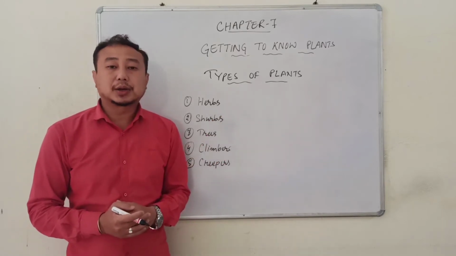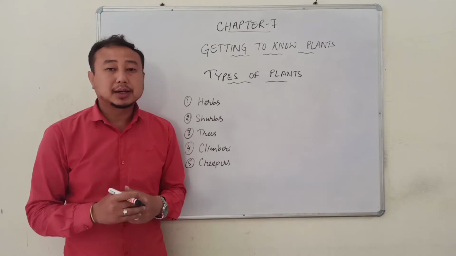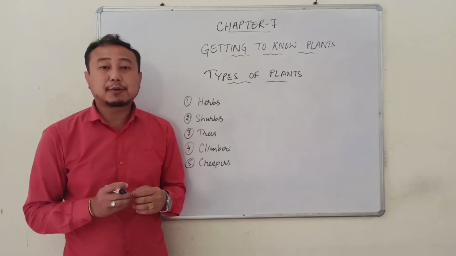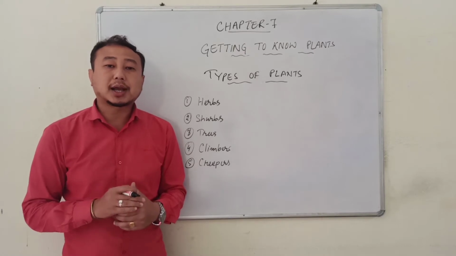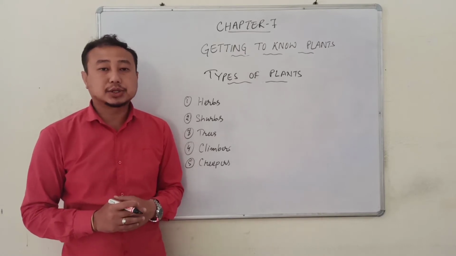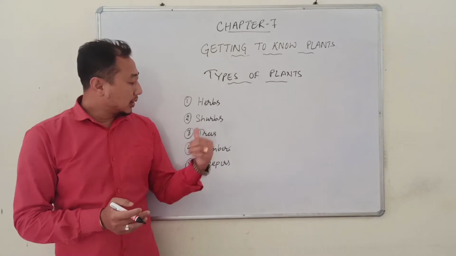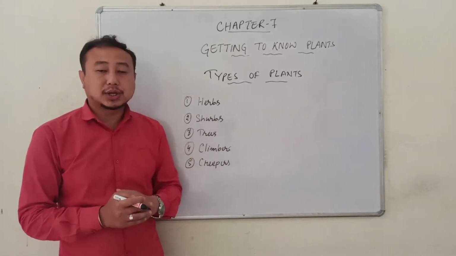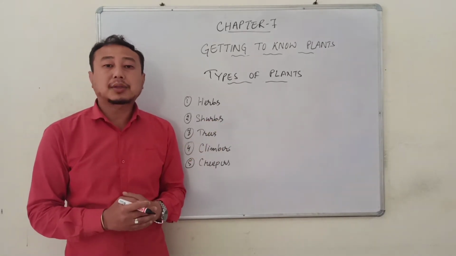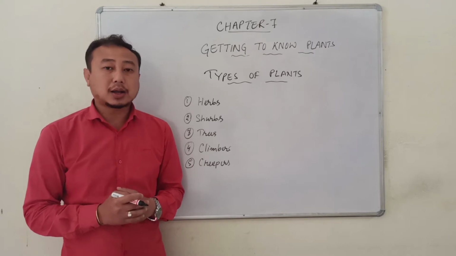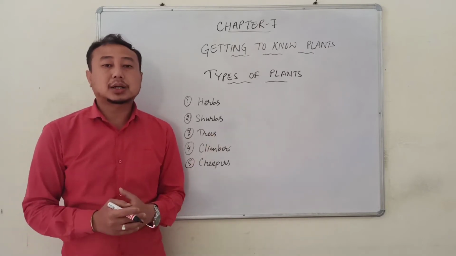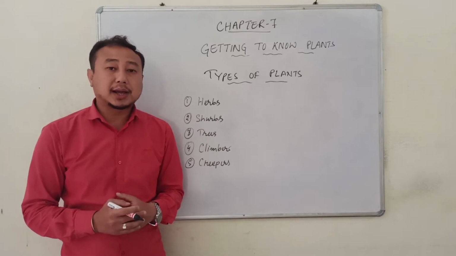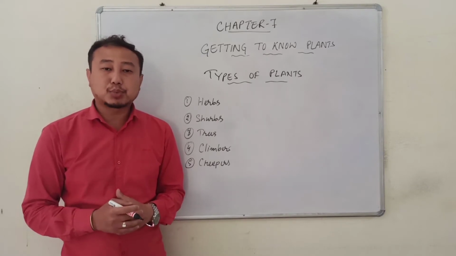Herbs are plants with short height. Above that, the stem of this type of plant is very soft and tender. So such plants which have a short height and a tender stem are considered to be herbs. The second type of plant is the shrub. Shrubs are medium height plants with a hard and woody stem. The next category is the tree. Trees are plants with tall height and a very strong woody stem and branches.